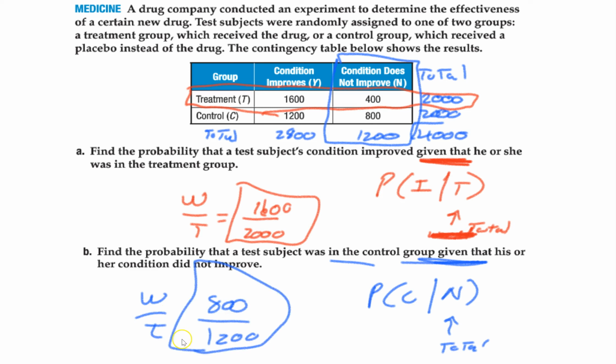And again, if you want, you can reduce it, but that's the general idea. If they give you a given, that is the only thing you're looking at. What's your want? What's your total?